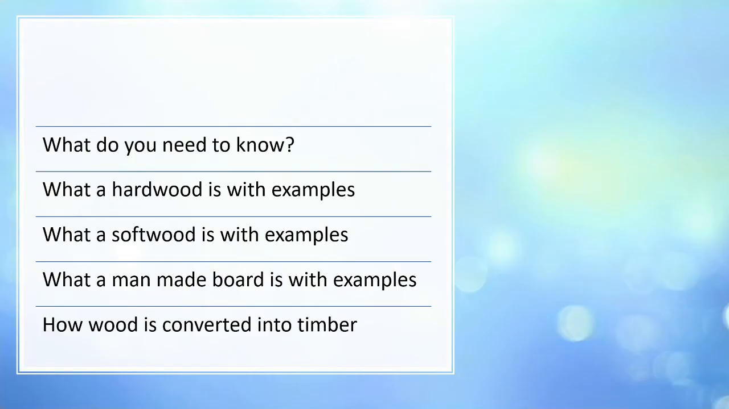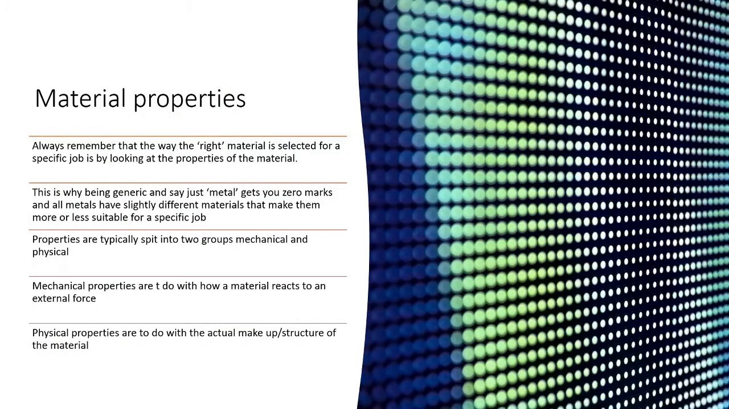So what you need to actually know in terms of the timbers theory is what hardwoods are, what softwoods are, what manufactured boards are, be able to know examples of each of those, and then how timber is actually converted into usable pieces of material. These first couple of slides are similar to the ones on the metals and the polymers theory as well.